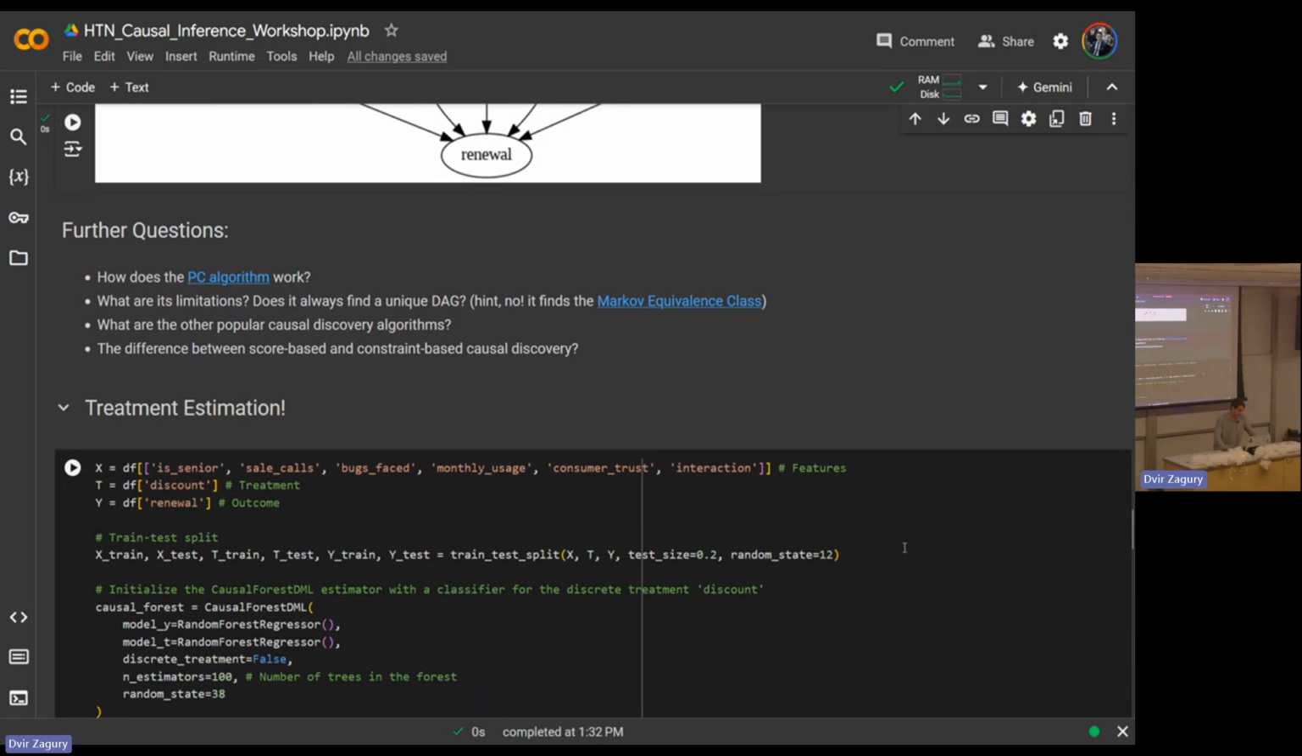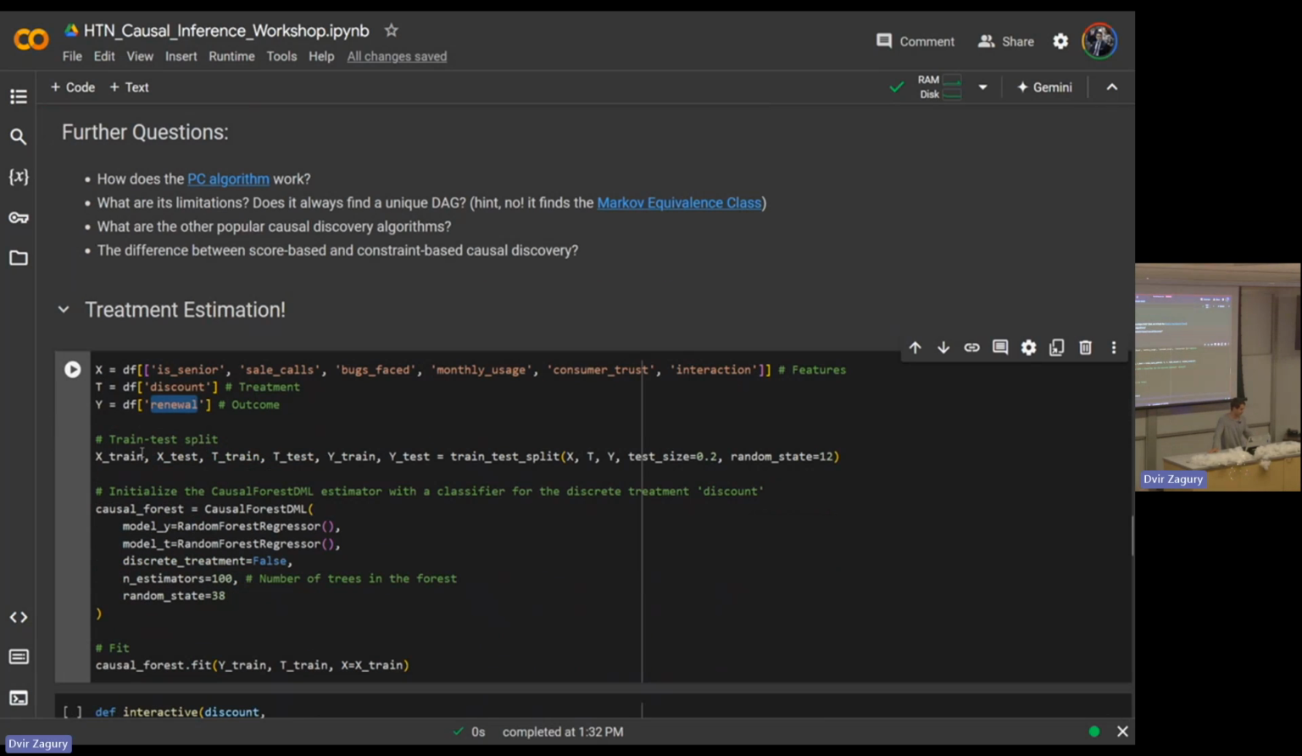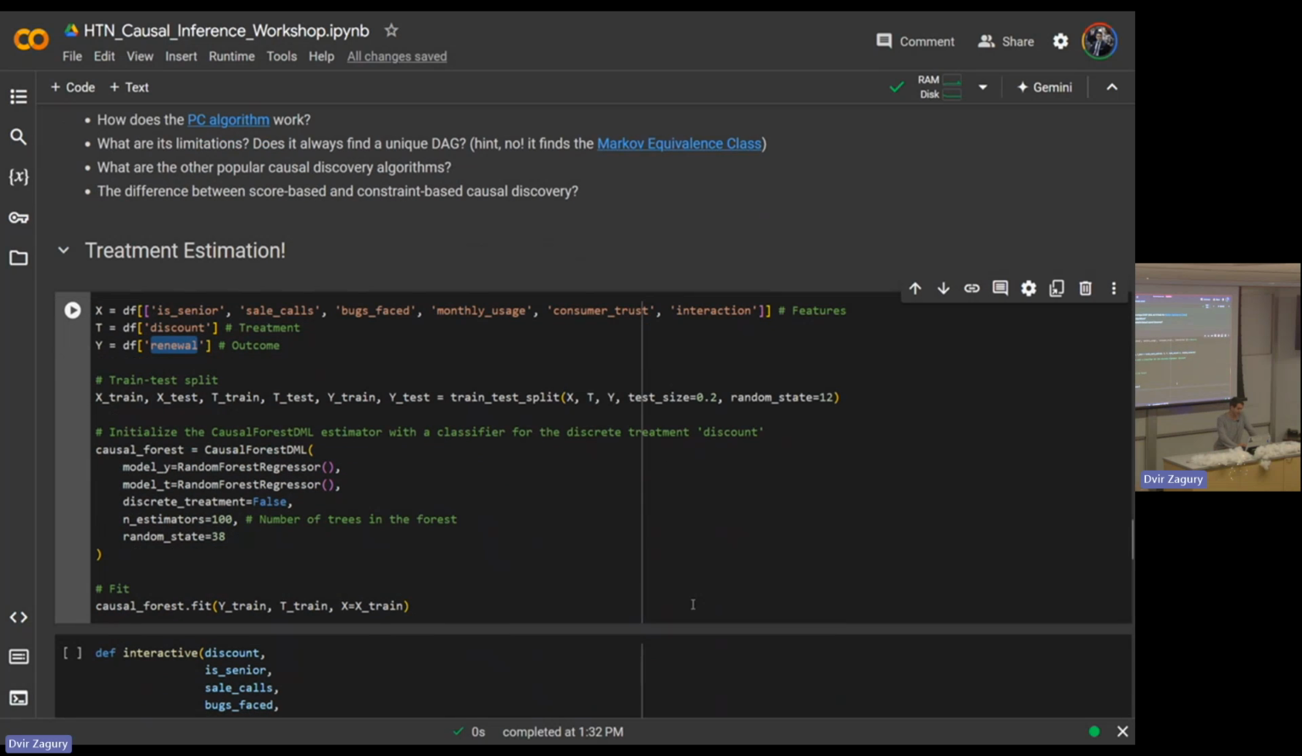And now we're going to actually estimate our treatments, our interventions. And so we're going to treat discounts. That is, we're going to intervene on discount, and we're going to see how that affects our outcome, being renewal rates. And so we're going to do this very simply. We're going to just split our data into train and test, and we're going to use the causal forest estimator.